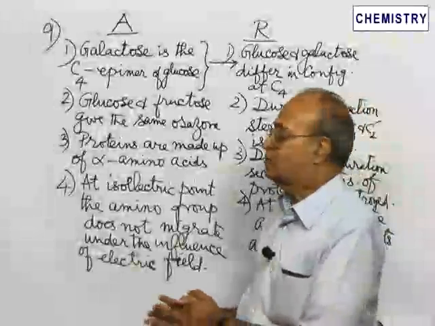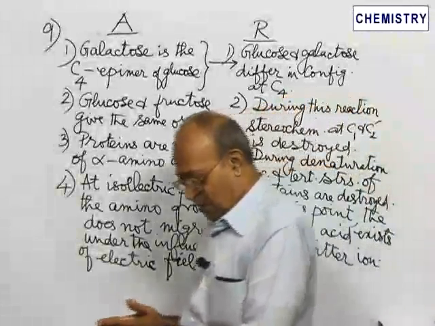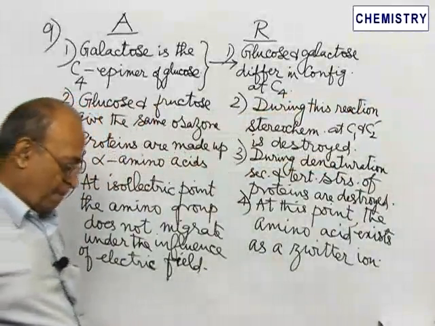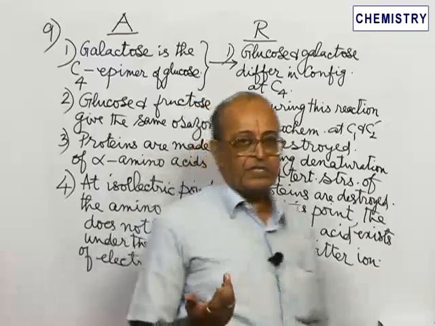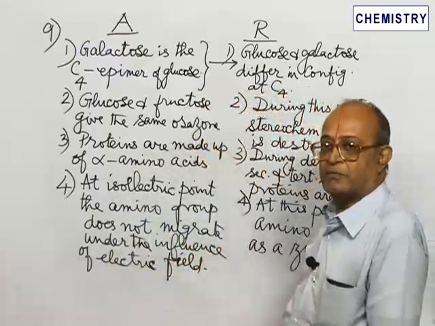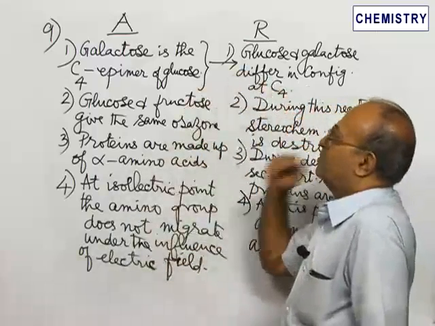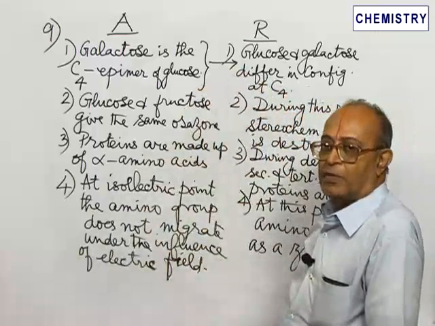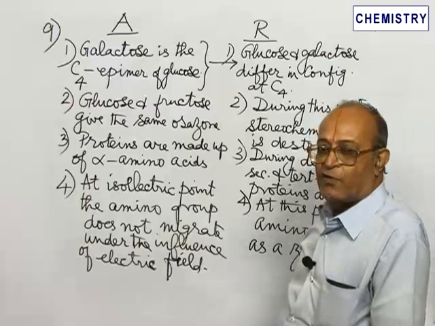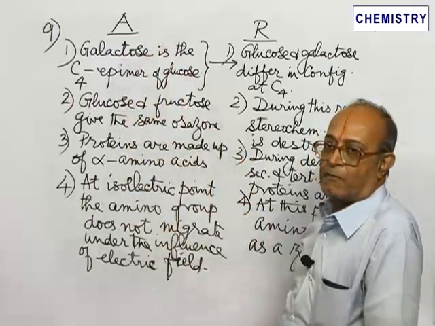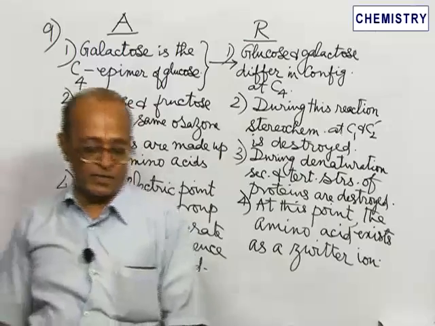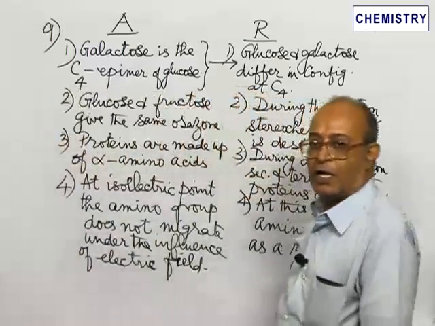Now in this question, two columns. First column, some statements are given. Of course, these statements may be correct. The second column contains the corresponding explanation for A. Again, this may be correct or incorrect as the case may be, depending on the statements.